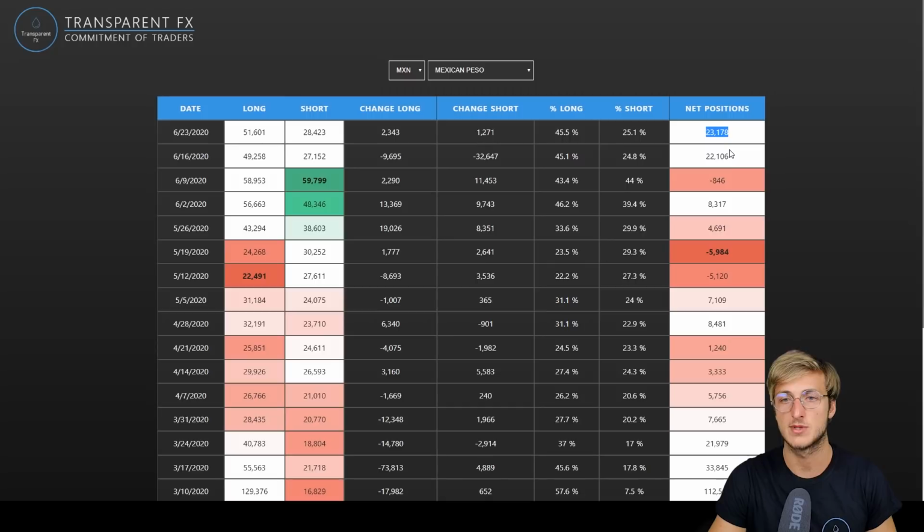Now here it seems like the Mexican peso is very bullish, which means that actually, since this is Mexican peso USD and we are analyzing USD Mexican peso, you have to reverse the thing. So it means that they are actually shorting USD Mexican peso. So they are shifting their positioning to the short side.